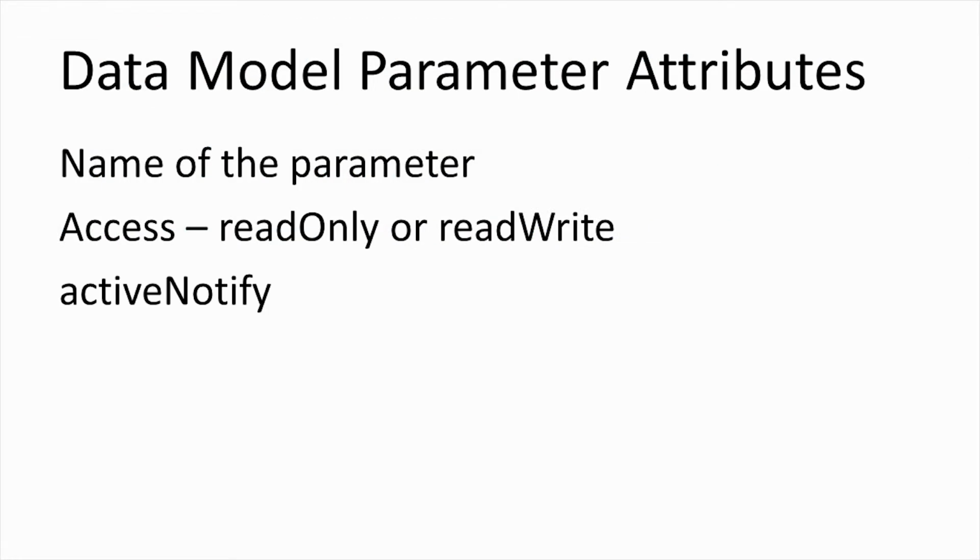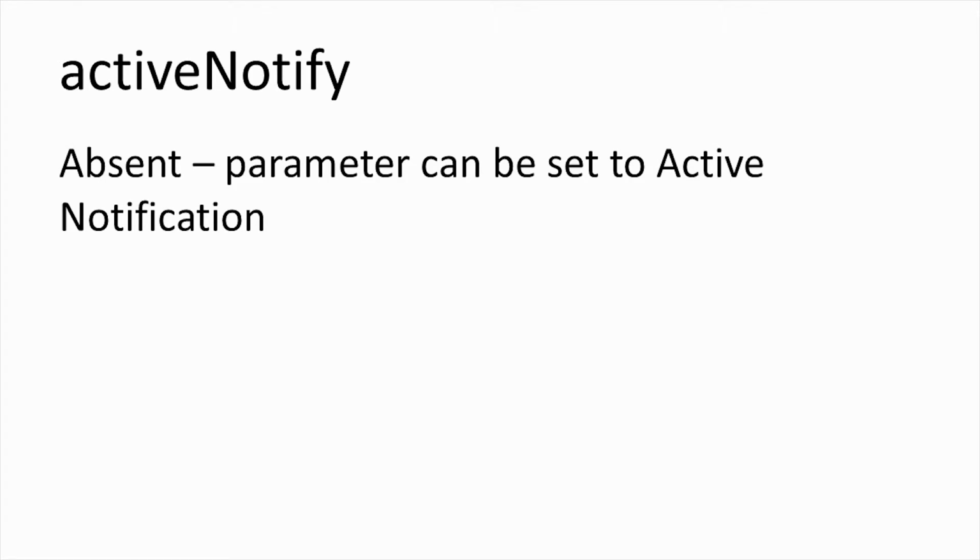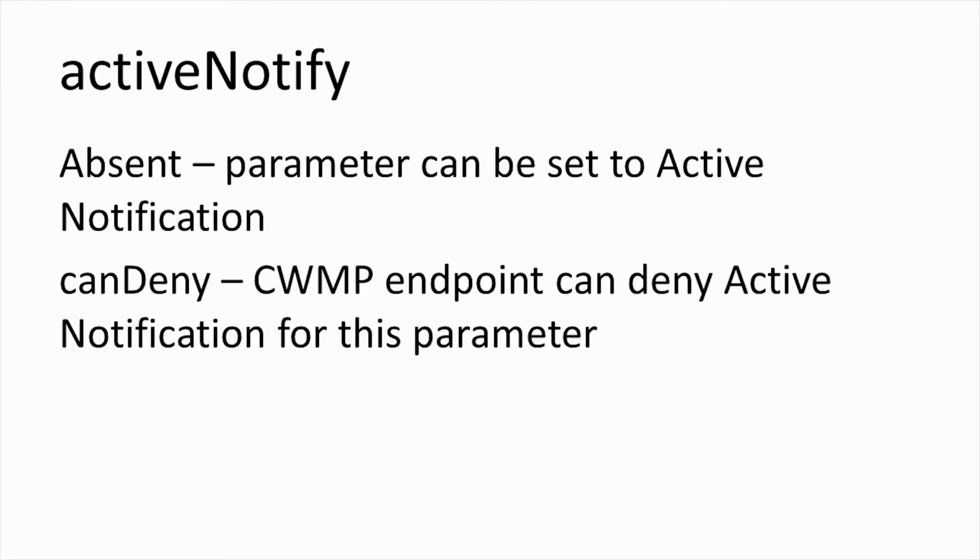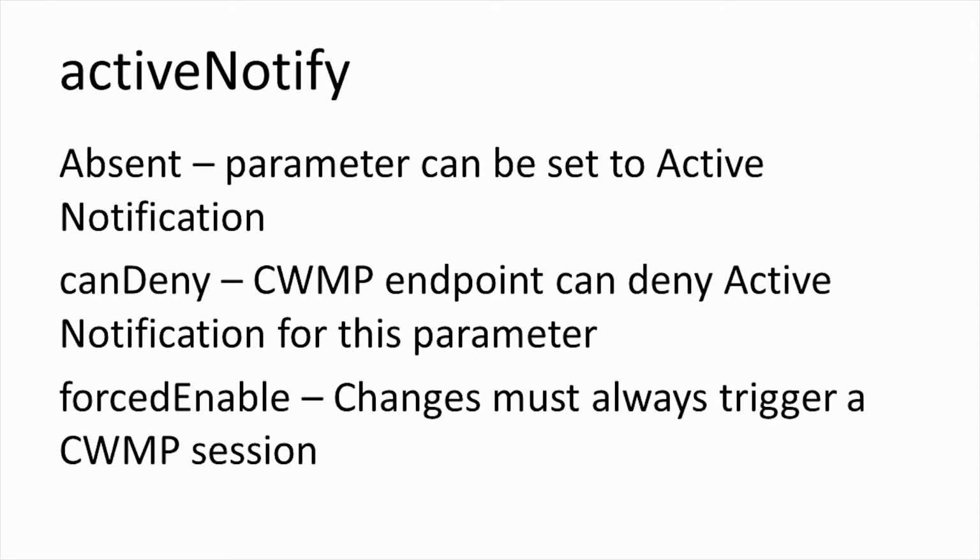The activeNotify attribute is used in the data model to indicate the conditions around setting active notification on the parameter. If it is omitted, active notification is acceptable on this parameter. If it is set to can deny, then the CWMP endpoint is allowed to reject requests to set this parameter for active notification. If it is set to force enabled, then active notification must always be enabled for this parameter, and changing it must always trigger a CWMP session.